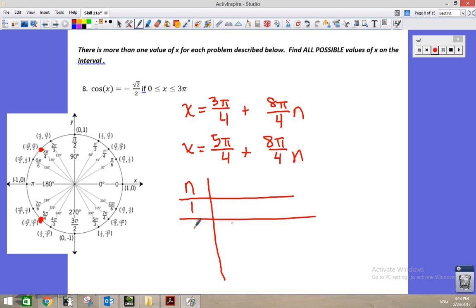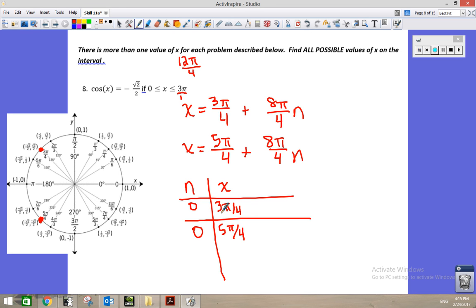Oh, excuse me, let's start with 0. That'd be smarter, wouldn't it? If n is 0, I'm on that first rotation, and I've got 3 pi over 4, because if this is 0, you're adding 2 pi times 0. And I've got 5 pi over 4. Now, it's hard for me to compare a denominator of 4 against a denominator of 1. So I'm going to multiply this by 4 over 4, and I'm going to look at 3 pi as 12 pi divided by 4.